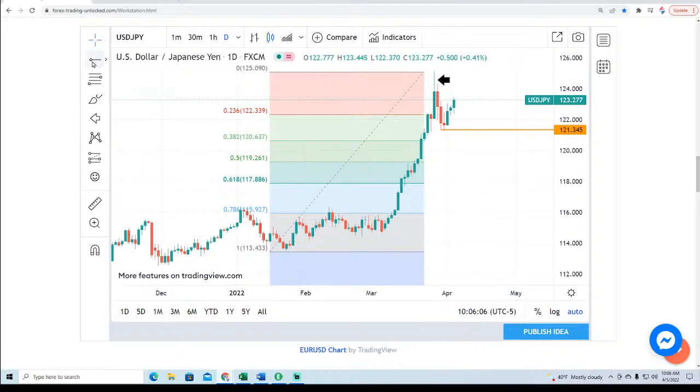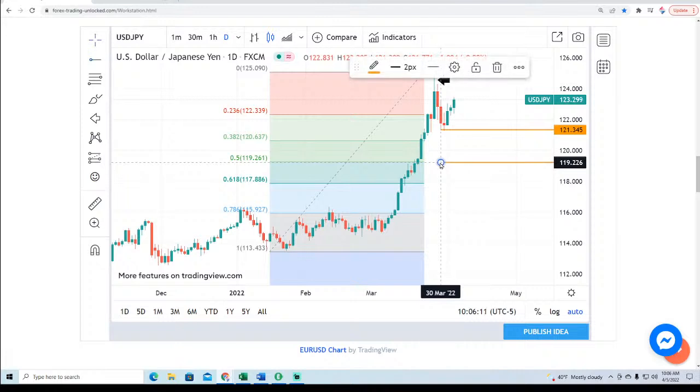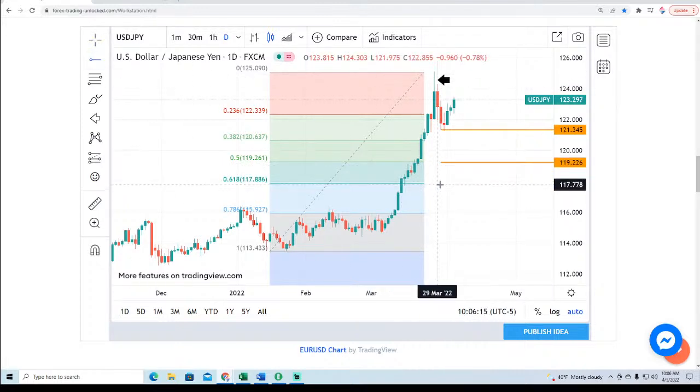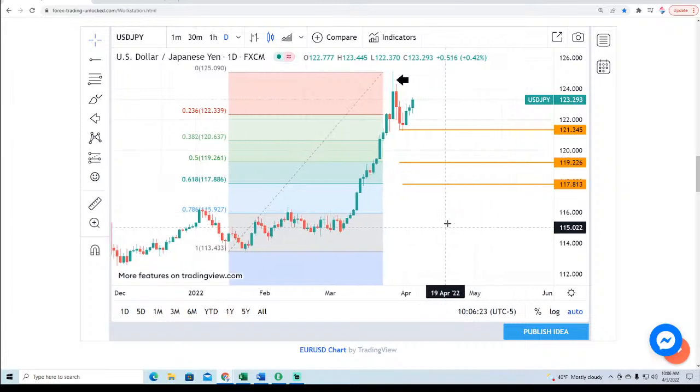Okay, now if this is a true short-term correction, we should get down towards this 119.22 area with an extreme of around this 117.81. Now, the Japanese have not done anything yet. The question is, is this market going to flirt with a rally and take out this previous swing high?